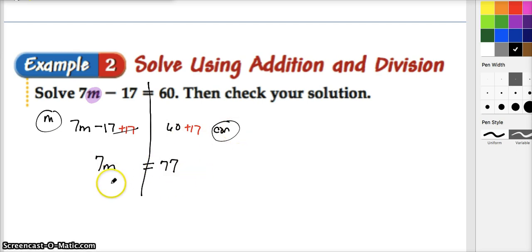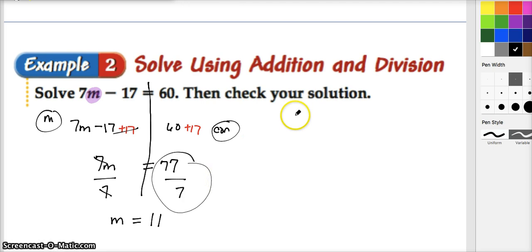The next step is that I want to isolate this variable. You remember when we were solving equations by multiplication or division, you know what we got to do? We got to divide. So I'm going to divide both sides by 7, right? Who's bothering m? 7's bothering m. How is 7 bothering m? By multiplication. What's the opposite of multiplication? Division. So I divide both sides and I get that m is equal to 77 divided by 7, which is 11.